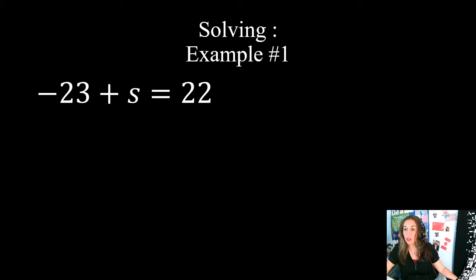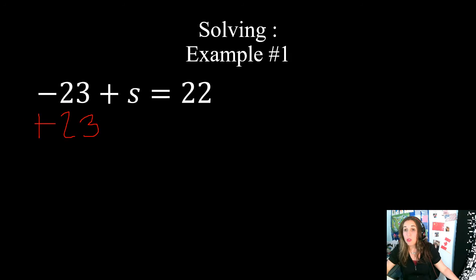All right, so here's our first example, negative 23 plus s equals 22. Remember, when we're solving, we're trying to isolate the variable, okay? And we're going to use inverse operations to do so. So that means we want s on one side, everything else moved over to the other. Here we have this negative 23. That negative means that we are dealing with subtraction. What's the inverse operation of subtraction, you guys? Well, that's addition. So we're going to add 23.